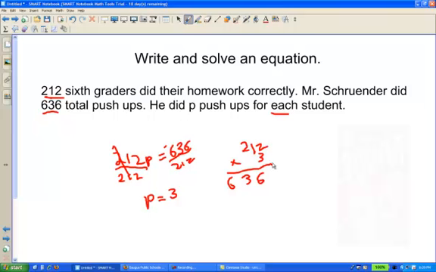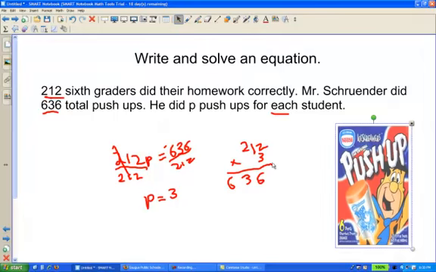Now, like I said, probably wouldn't happen. Don't get your hopes up. I would, however, maybe do it for something like this. These are more my kind of push-ups. I'm a big ice cream fan. I don't know if I could do 636 right away, but you get the idea.